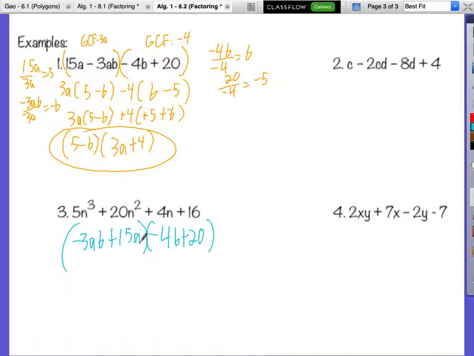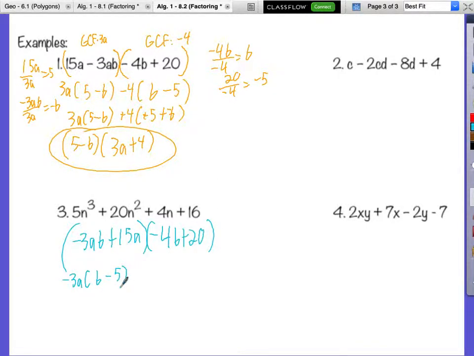Because now what's the greatest common factor of these two? What goes into 3 and 15? 3. But this time we want negative. Why do you want negative here, Josh? Because we want this to be positive. So we take a negative 3a out, and we're left with b minus 5.